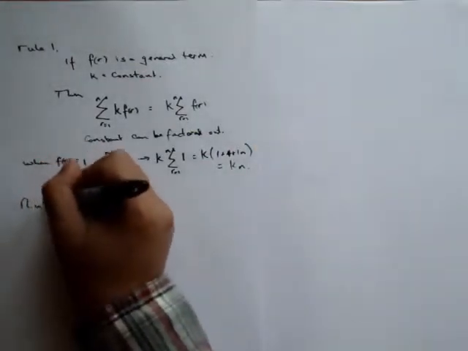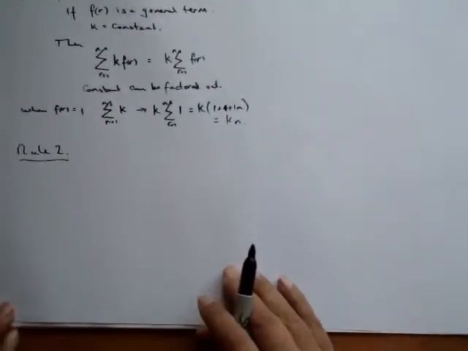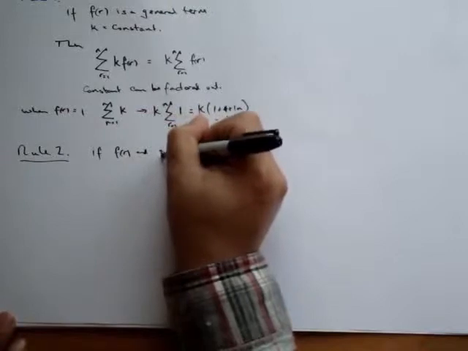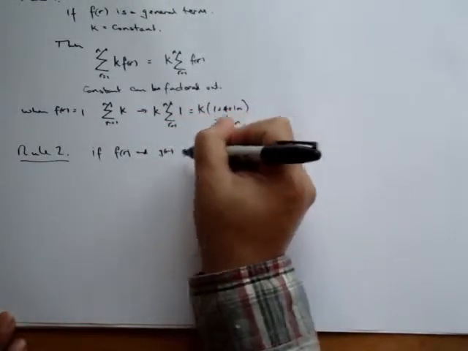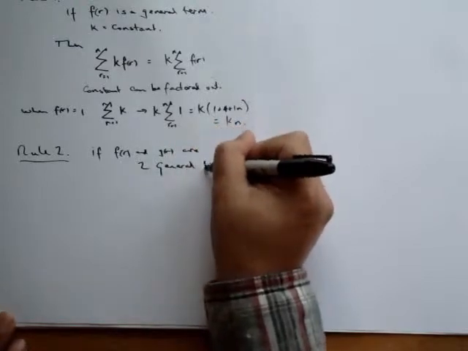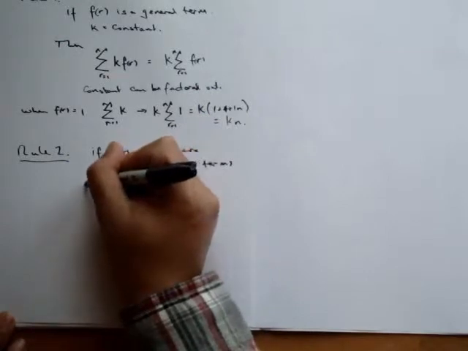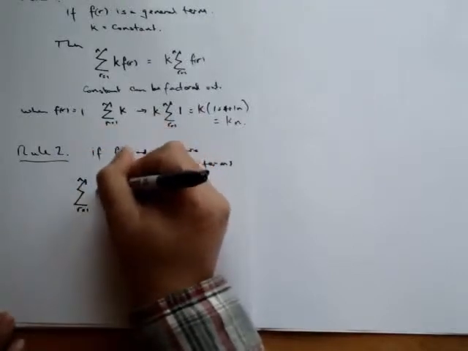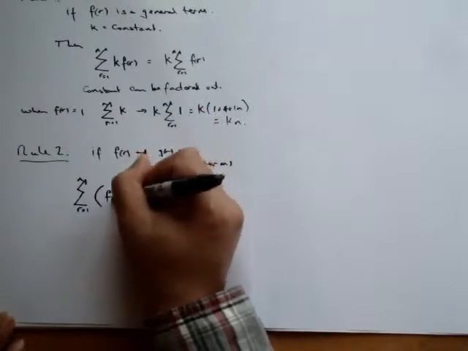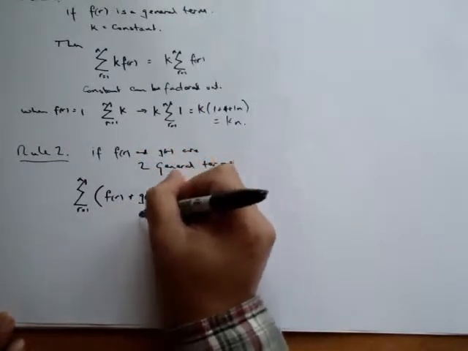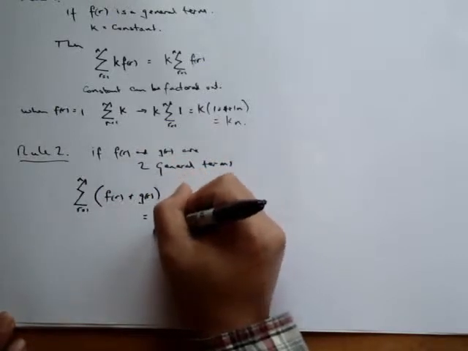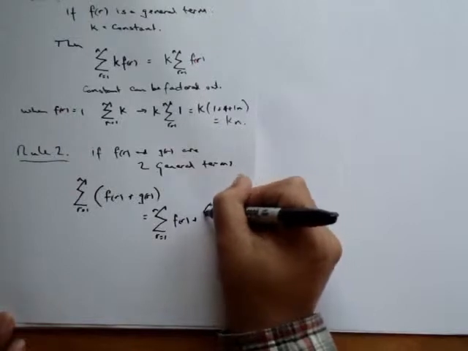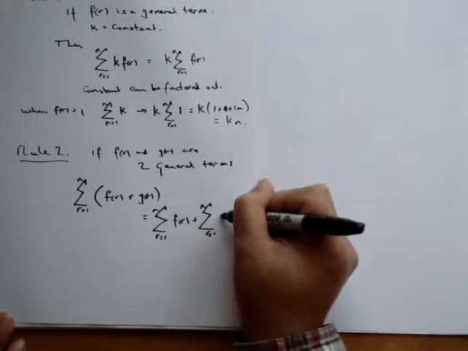Rule 2. So we have, if f of r and g of r are two general terms, then if we have the sum of them together, so that will be r equals 1 to n, and we're adding those two general terms, so that will be f of r plus g of r, then we can do that by splitting them, which would be the sum from r equals 1 to n of f of r plus the sum from r equals 1 to n of g of r.